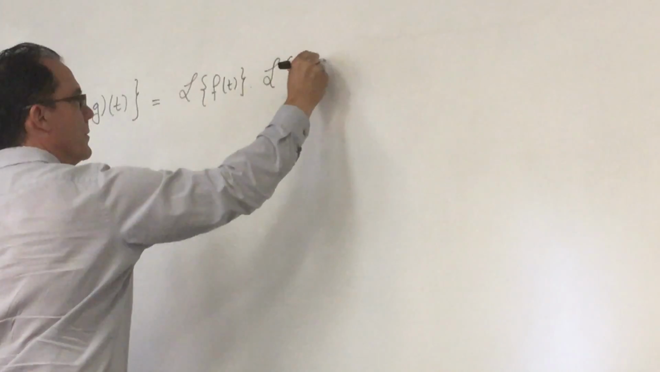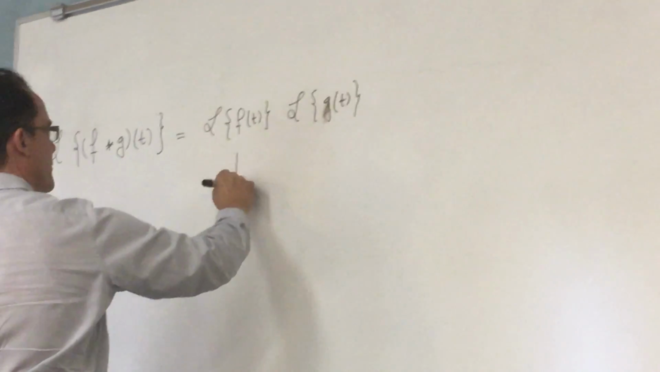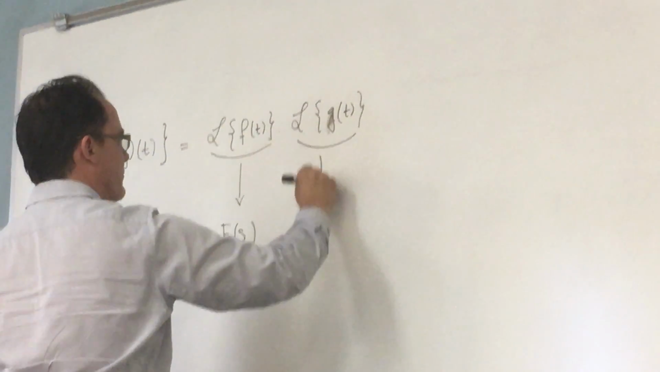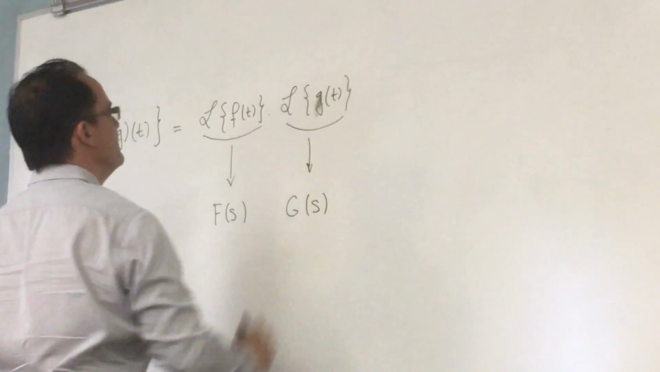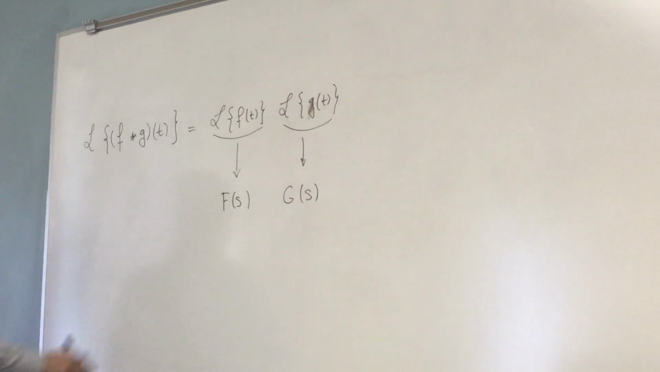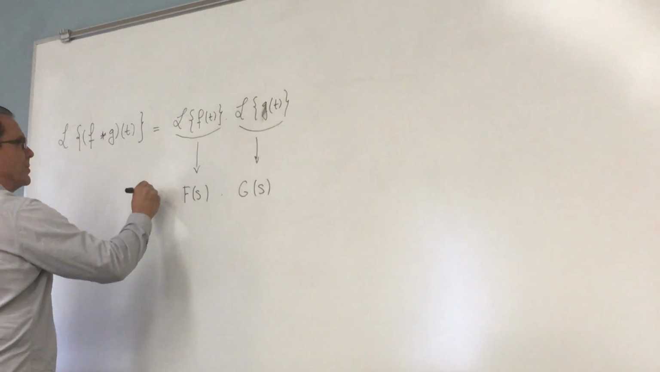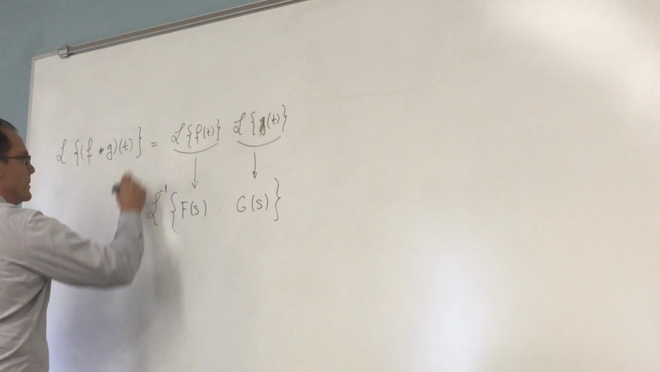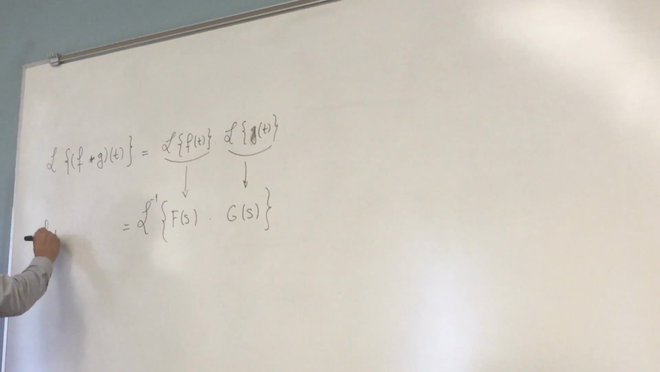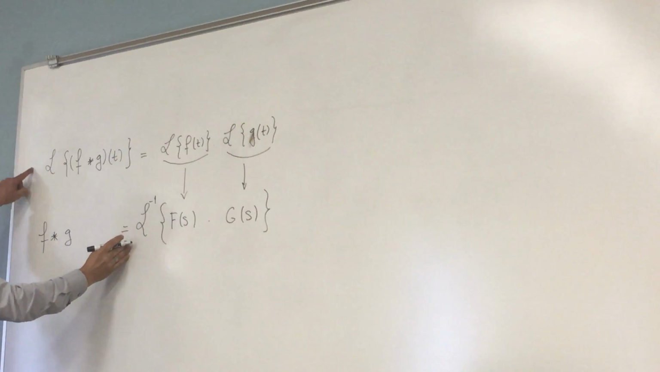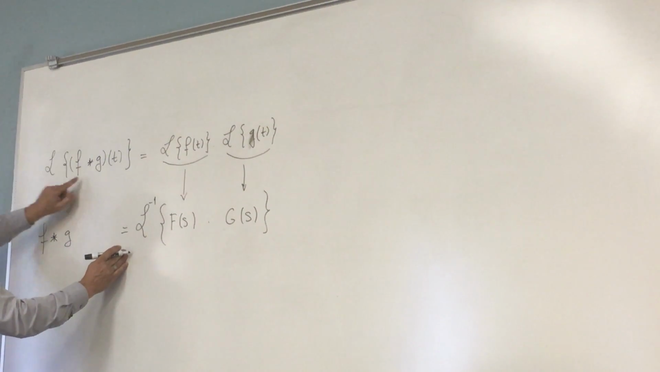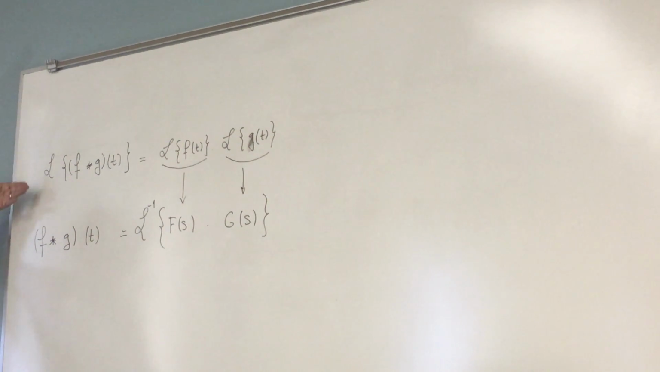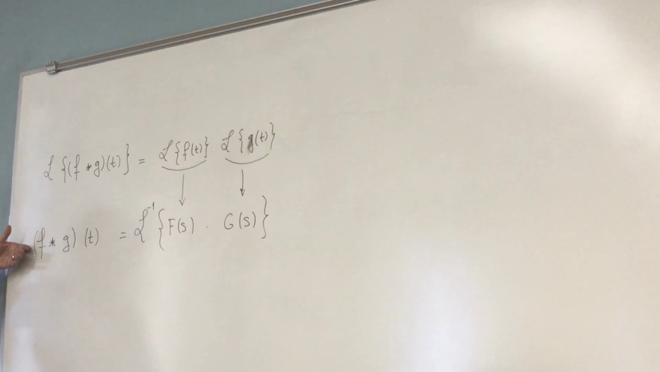Now, if you call this function capital F of s, and this one some function capital G of s, right? And they're multiplying each other. If you take the inverse on both sides of the above equation, you can rewrite this property like this, because on the left-hand side, if you take the inverse composed with the Laplace transform, they will cancel each other and you end up with just the convolution. So these are equivalent, right? This is the one that you use to find the inverse.